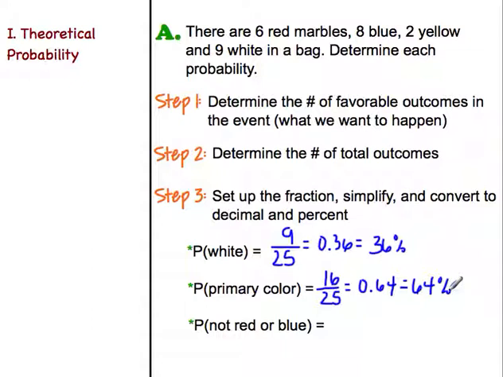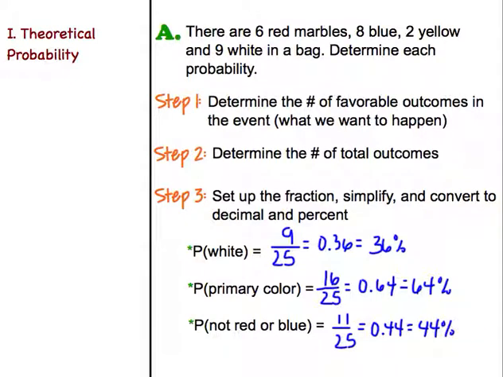Now, this final example is the probability of not drawing a red or a blue. That means anything but red or blue, so we can draw yellow or white and fit this criteria. 9 plus 2 is 11, and so it's still out of 25. If I take 11 divided by 25 in a calculator, I get 0.44, which is 44%, and you learned how to change those to decimals and percents last week.